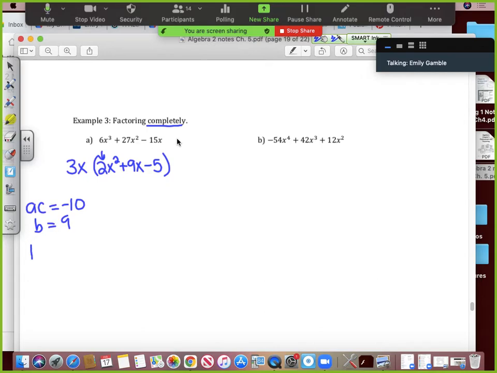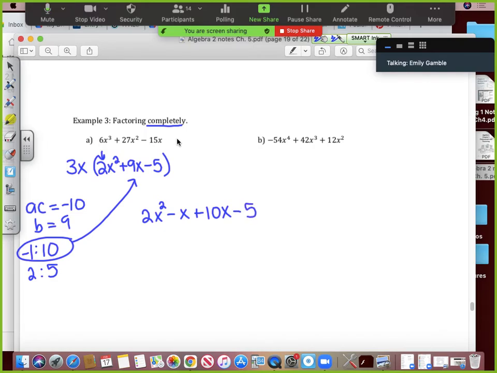So the factors of 10: 1 and 10, 2 and 5. In order to get a negative number when multiplying, I know one has to be positive, one has to be negative. So 1 and 10 are 9 away from each other. So in order to get a positive 9, this would have to be a negative 1 and a positive 10. What that means is I'm going to split up the middle term here, this 9x, and it's going to turn into plus 10x minus 1x, in any order. You could do plus 10x minus 1x or minus 1x plus 10x minus 5.